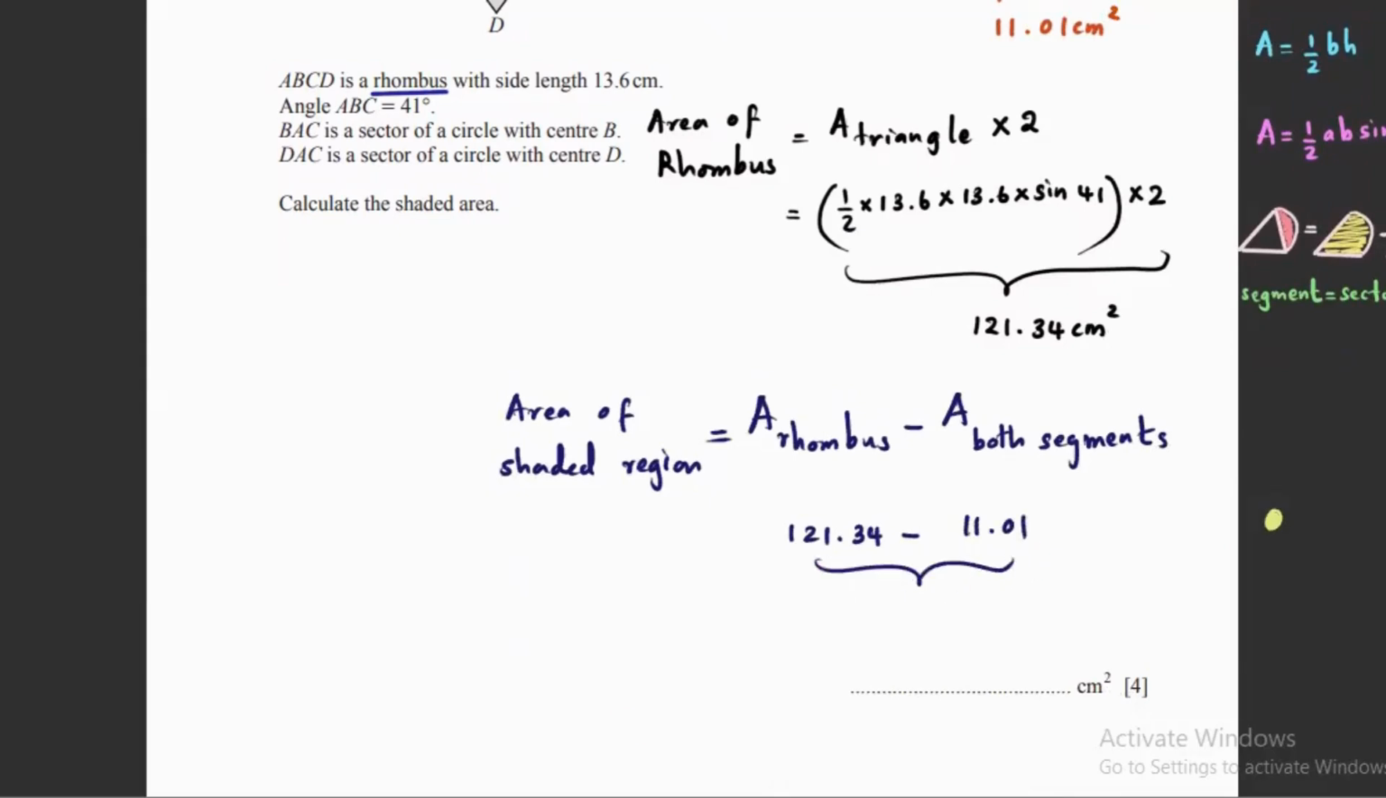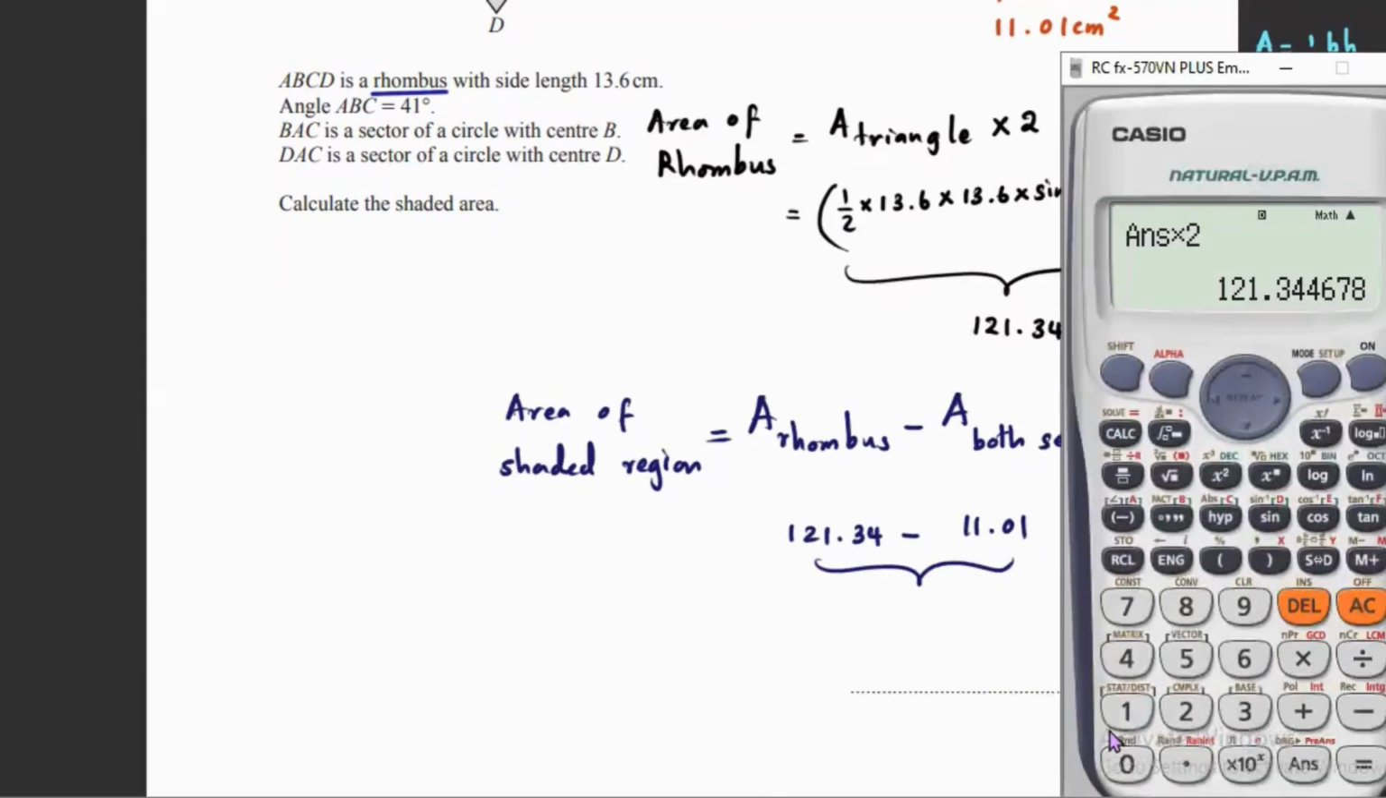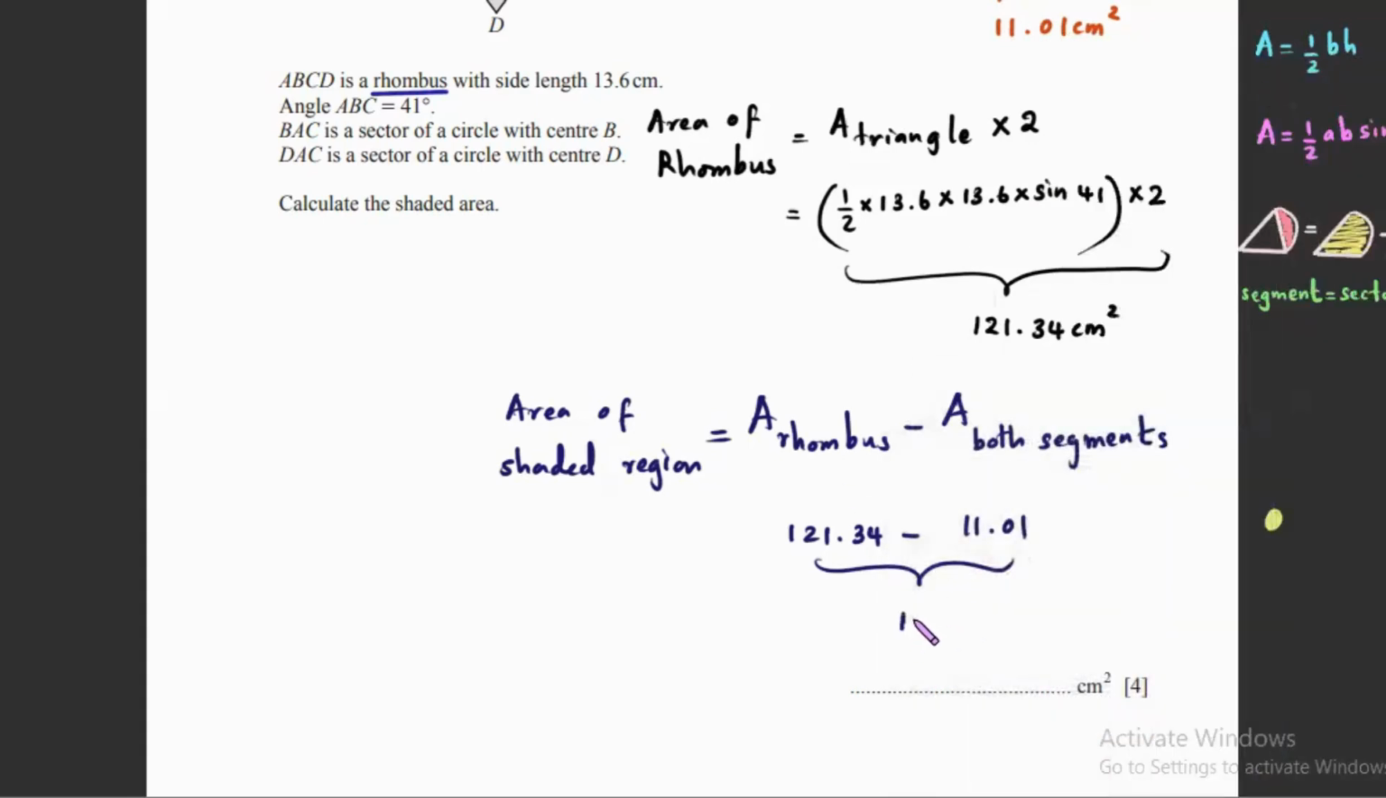So from 121.34, I'm going to deduct 11.01. This gives us the area of the shaded region, which is 110.33. So 110.33 square centimeters is the answer.